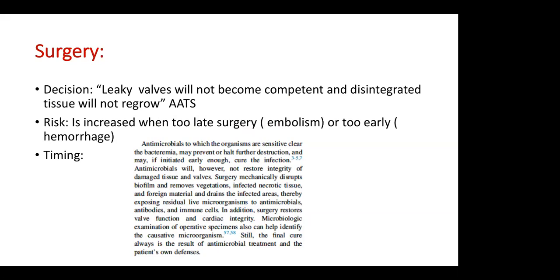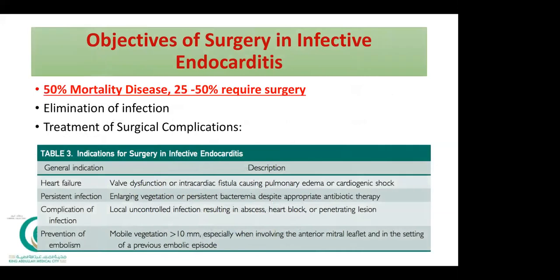I've quoted this from an ATS presentation. There is a significant risk for these patients. If you do surgery too late, they might embolize. And if you do it too early, if they have hemorrhage, the risk is increased. The objective of surgery in infective endocarditis is elimination of infection and treatment of the complications. This slide I've taken from a recent presentation at Mayo Clinic. It describes precisely the indications for surgery in infective endocarditis.